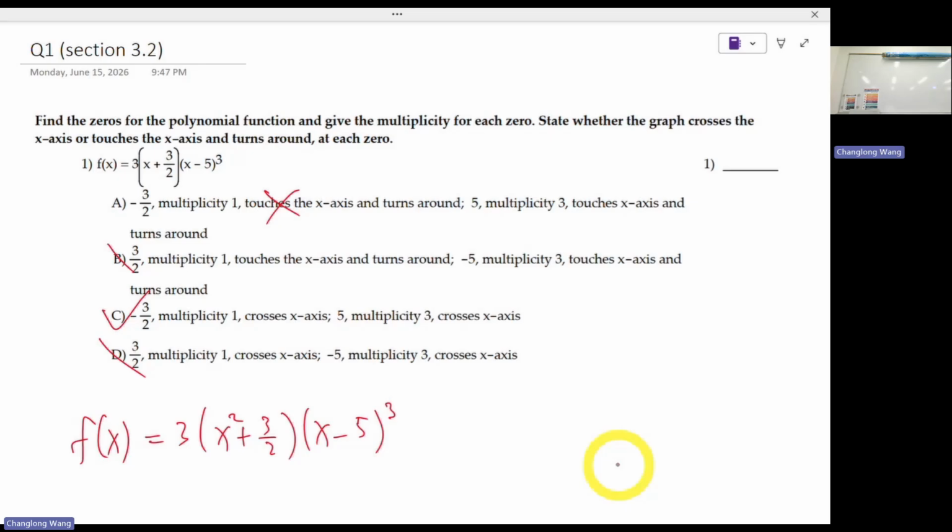So 3 times (x squared plus 3/2) times (x minus 5) to the third, degree 5. Looking at every single factor, the degrees add up. This is degree 2, that's degree 3, so degree 5, right? Now, how many zeros are there? And what are they?